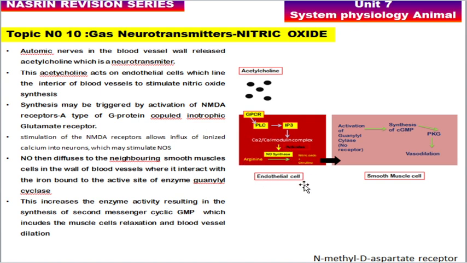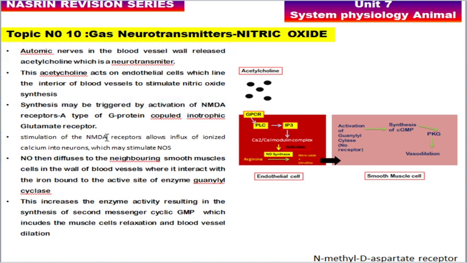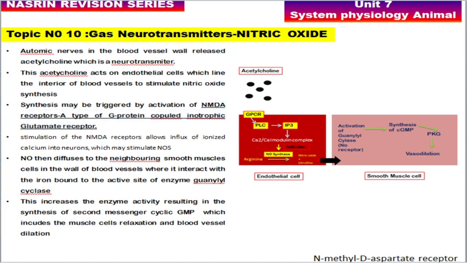These endothelial cells line the interior of the blood vessel, and this acetylcholine will act as a precursor molecule which will stimulate the synthesis of nitric oxide. This synthesis may be triggered by the activation of another receptor, the NMDA receptor. NMDA means N-methyl D-aspartate receptor. Actually, this receptor is a type of ionotropic glutamate receptor. So the synthesis of nitric oxide is stimulated or activated by this NMDA receptor.